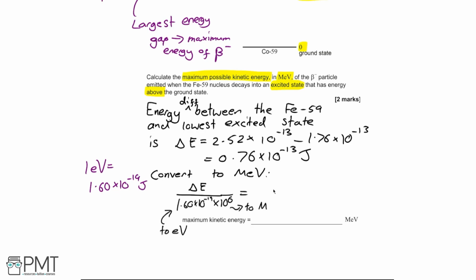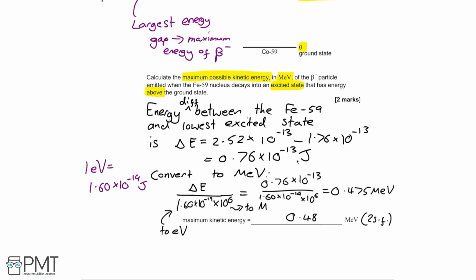Therefore, doing this calculation, we get 0.76 times 10 to the minus 13 divided by 1.60 times 10 to the minus 19, divided by 10 to the 6, which gets us 0.475 MeV. And this is just equal to 0.48 MeV to two significant figures.